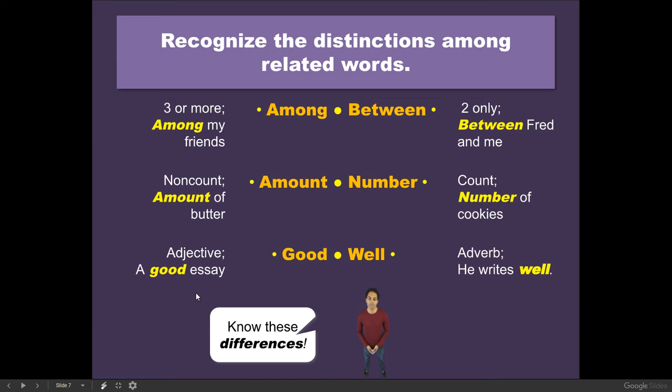Good describes a thing, and well describes a verb. So how do you feel today? I feel well. So are you describing a noun? No, because feeling is a verb. I feel well, and so then well would be an adverb. This describes a verb, and this describes a noun.